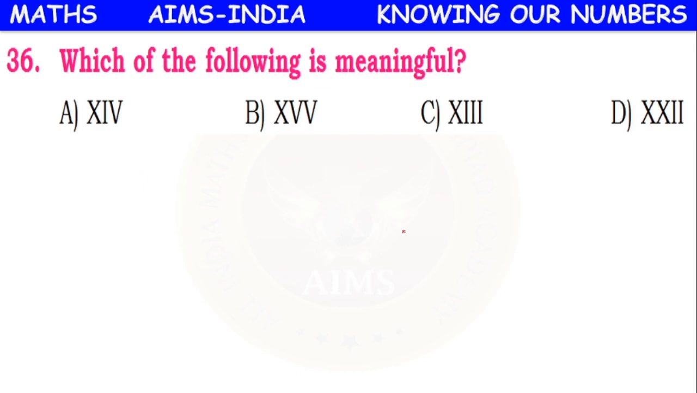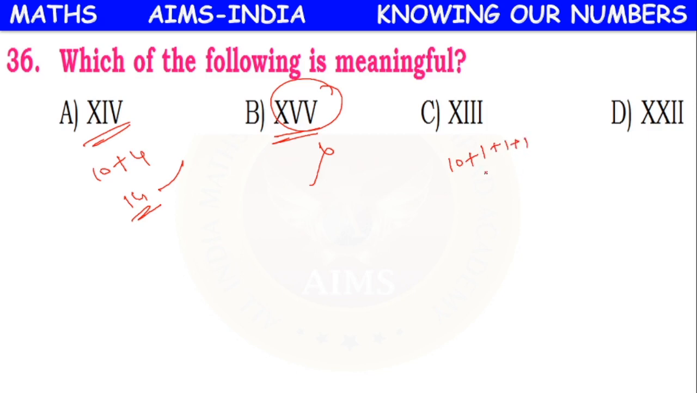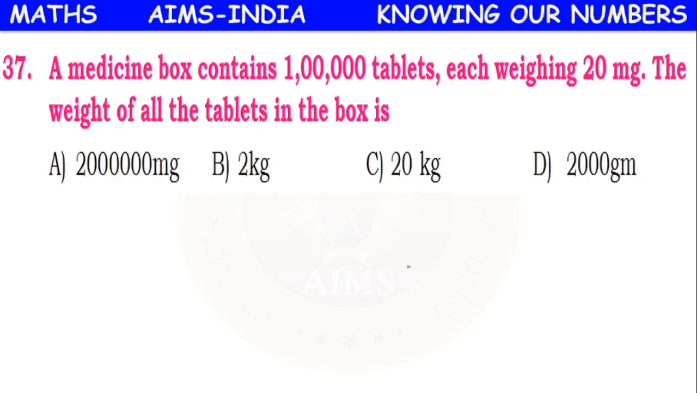So next, 35. Which of the following is meaningful? XIV. X means 10, IV means 4, 14. Meaningful. XVV. V cannot be repeated 2 times. Wrong. XIII. 10 plus 3, 13. Correct. XXII. 20 plus 2, 22. Correct. So for this question 35, which are meaningful? A, C, D. These options are meaningful. Correct answers.